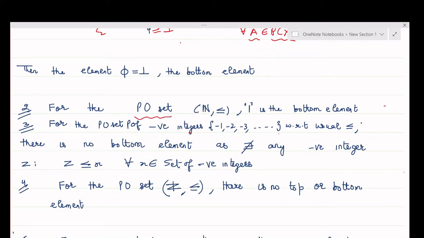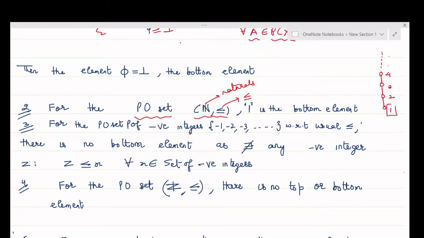Another example of a PO set: consider the set of naturals with respect to the usual ≤ relation, the usual sense in which we understand the ≤ sign. We know that (N, ≤) is a PO set, and if we try to draw the Hasse diagram for this PO set, although the set of natural numbers is infinite and we will not get a very well defined Hasse diagram, this is how the Hasse diagram of (N, ≤) looks, where 1 is at the bottom and 1 ≤ 2, 2 ≤ 3, 3 ≤ 4, and so on.